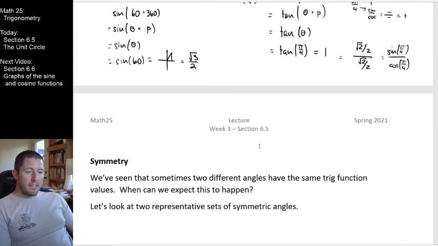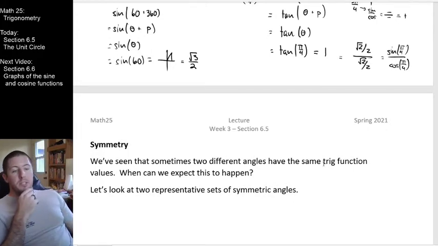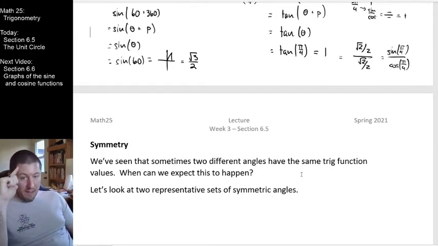Okay, last topic. This one will be quick right here, just like periodicity was. Symmetry. We've seen that sometimes two different angles can have the same trig function values. When can we expect this to happen?